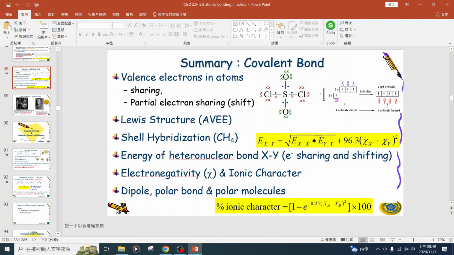So as usual, let's recall what we have learned on Wednesday. On Wednesday we learned the covalent bond. I hope you remember. And for the covalent bond, we need to know the valence electrons in a valence shell. In the atom, they share the electron to each other.